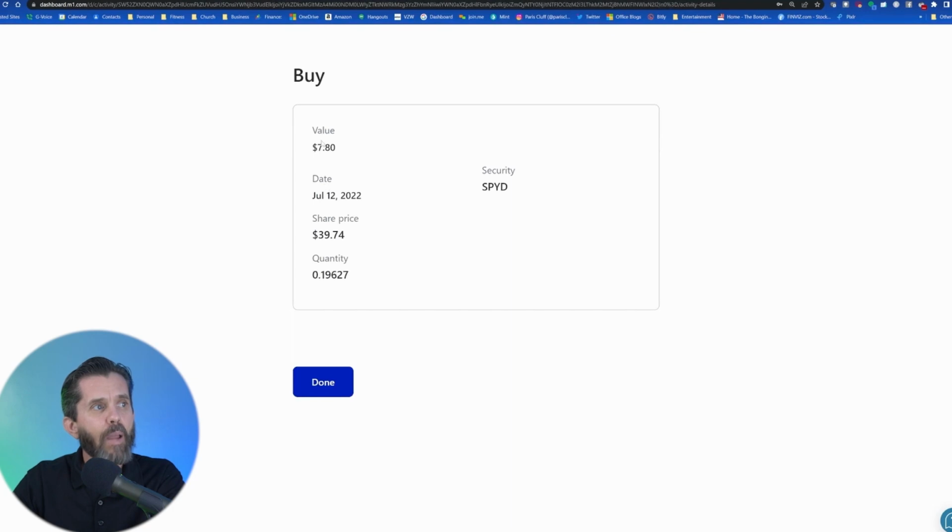So right now I put in $7.80. So when I put in that $100 this week, $7.80 of it was allotted to SPYD. And the share price of SPYD right now is $39.74. So I was only able to buy 0.19627 shares. So that's a fraction of a share. And because I am allowed to do that on M1 Finance, I'm able to buy whatever I can with what money I can.